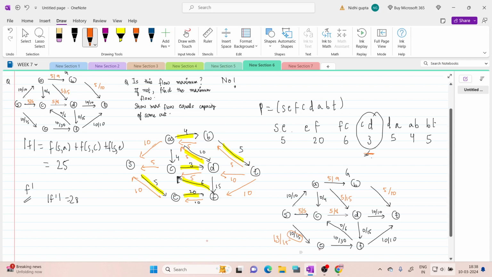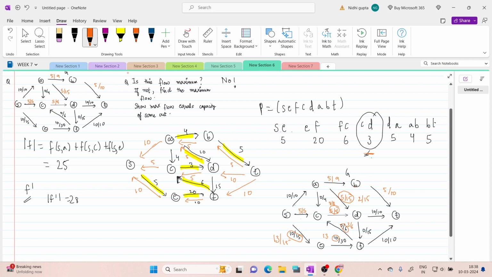And EF is also a forward edge, so the new value here will also be 13. Similarly, FC also will be 3. CD is also a forward edge, so for CD also we'll add 3, making it 8 by 8. But DA is a backward edge. If it is a backward edge, then we'll subtract 3. So this will be 5 minus 3, 2 by 15.